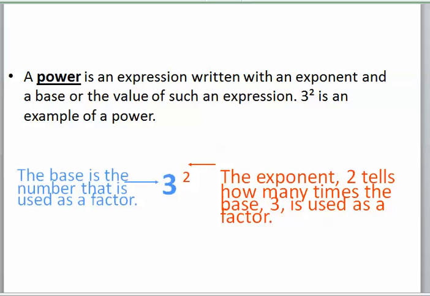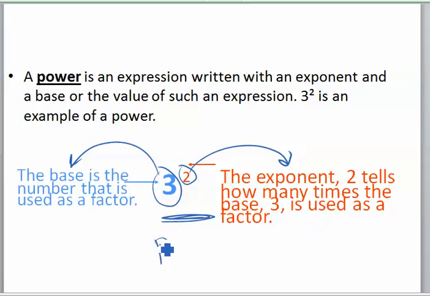Today, we're going to start to talk about those powers and exponents. So a power is an expression that can be written with an exponent, and it has a base. If you look at this, this is the base, and this little 2 is the exponent. The entire thing is called a power.